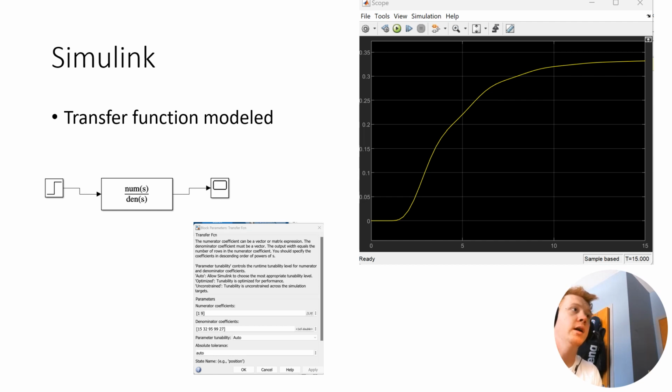I also plotted it as the same time and height. As you can see, it levels out around 0.34, close to 0.35. It could be 0.33. As you can see, it was pretty straightforward.